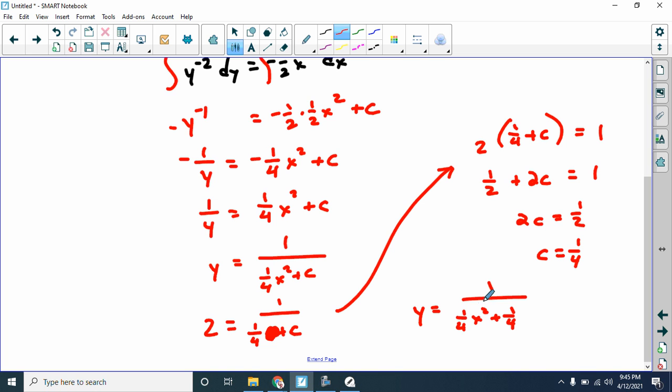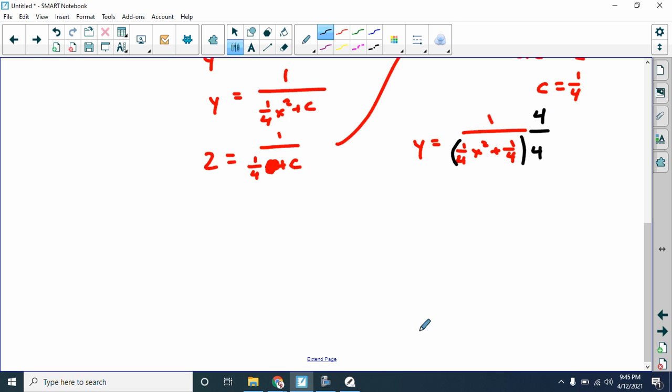We don't want a compound fraction, that fraction within a fraction. So we can clear out these 1/4 by multiplying by 4, which is fine as long as we also multiply the top by 4. So y equals 4 over x squared plus 1/4.